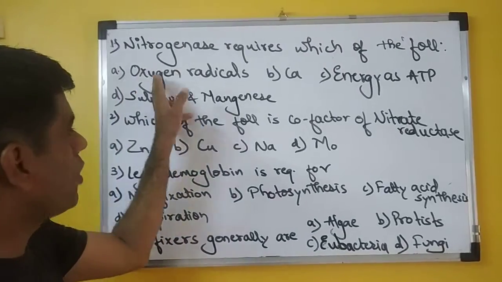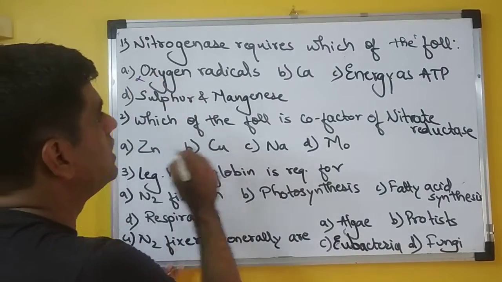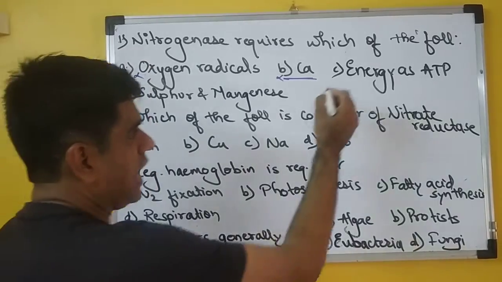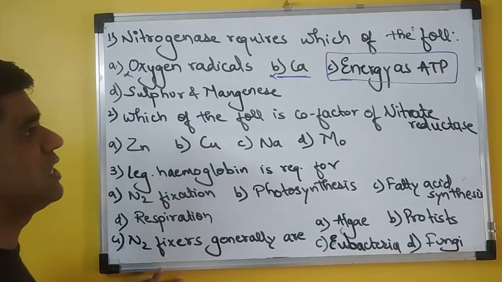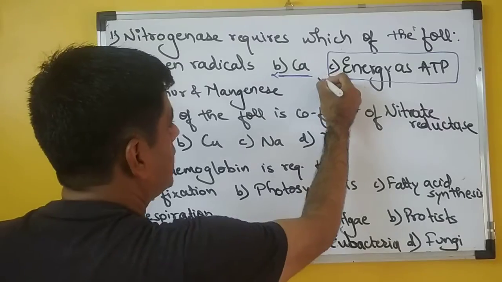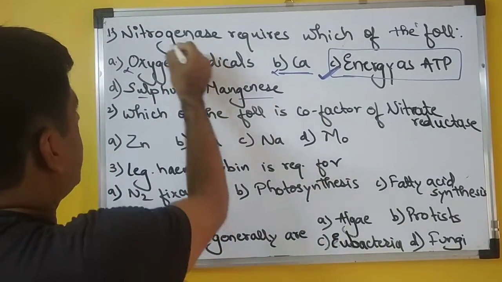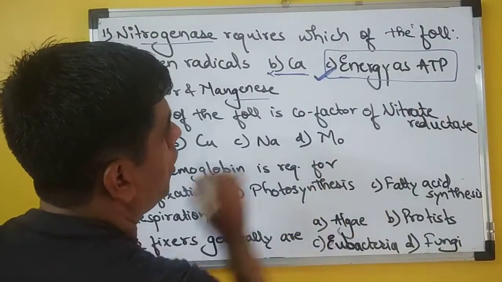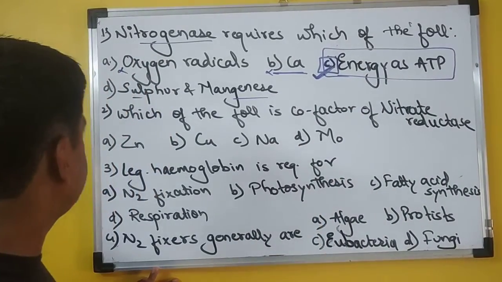So it is A, oxygen radicals. We know that they are toxic, so it doesn't require oxygen radicals. Calcium as such does not have any direct role in the fixation of nitrogen. Energy as ATP. Yes, for the time being we know that for fixation of N2 to NH3 we require about 16 molecules of ATP. So it requires energy in the form of ATP. Sulfur and manganese, again no direct role as such for nitrogenase. So nitrogenase requires energy in the form of ATP. So answer here is option C, energy as ATP.